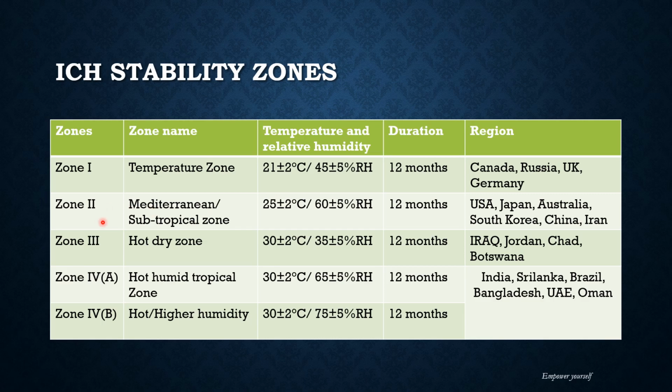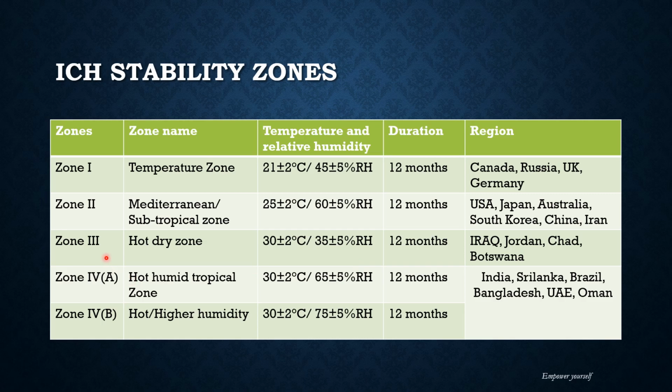Zone 2. This is also called as Mediterranean or subtropical zone. The temperature that is maintained is 25 plus or minus 2 degrees centigrade, 60 plus or minus 5% RH. The duration that is required for the product to be maintained is 12 months, and the regions that are included in Zone 2 are USA, Japan, Australia, South Korea, China, and Iran.